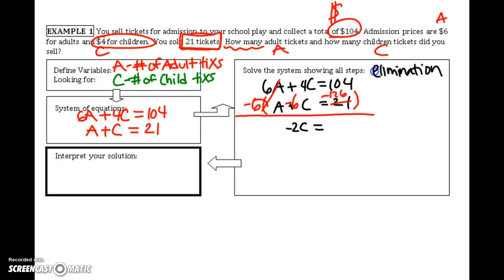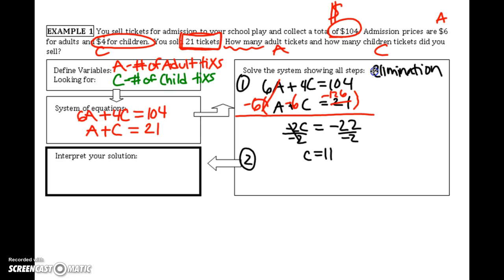104 minus 126 gives me -22. And solving for c, dividing both sides by -2, I get c equals 11. So again, C is the number of child tickets, so I already found C. But I can't stop there. The second step is I want to find the number of adult tickets.